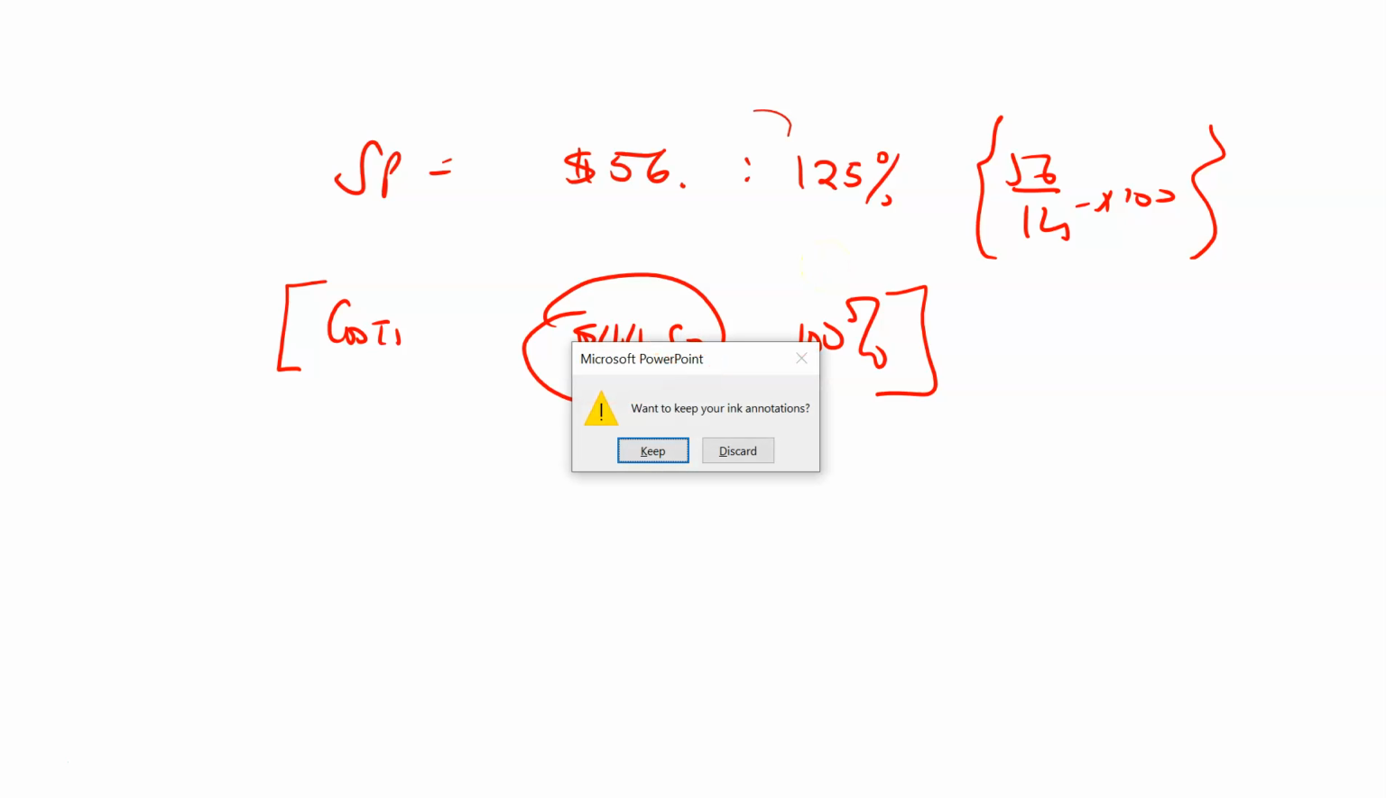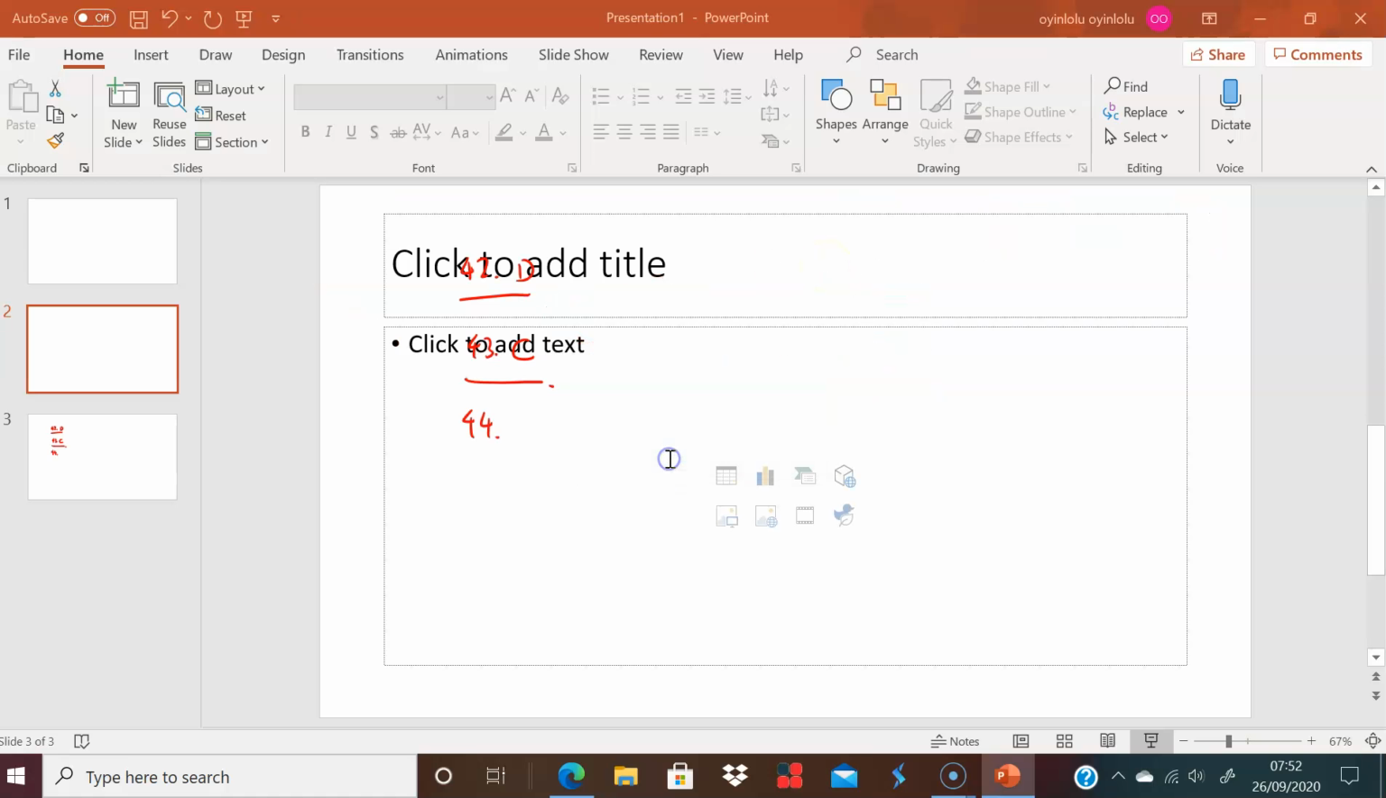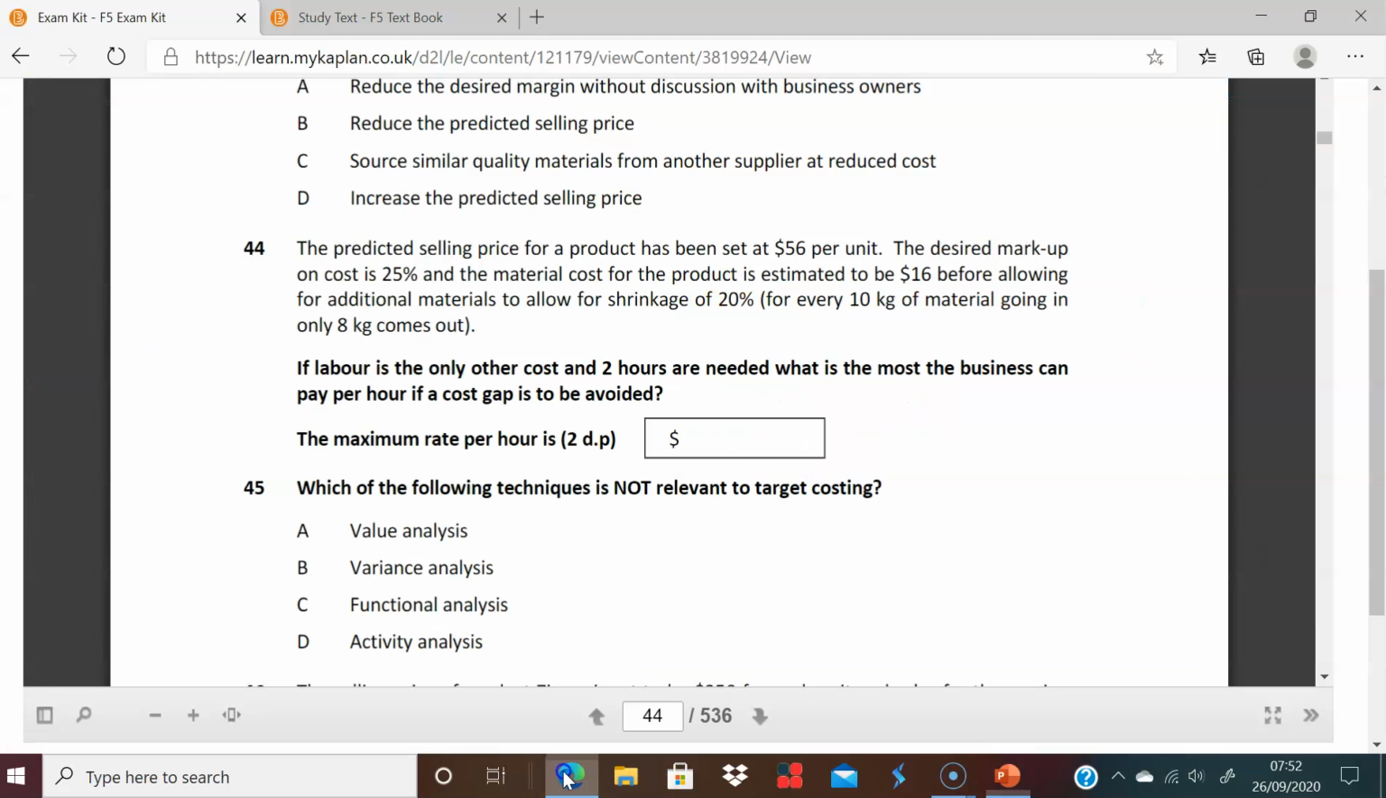You could do it in several ways. Whatever maths rocks your world, work with it, as long as you arrive at that answer. Right, and then it says here that the material cost is estimated to be $16 before allowing for shrinkage of 20%. So they give you a nice breakdown here. For every 10 kilograms of material going in, only 8 kilograms comes out.